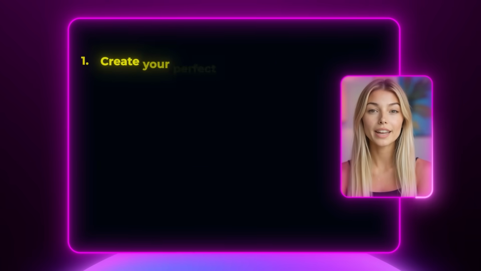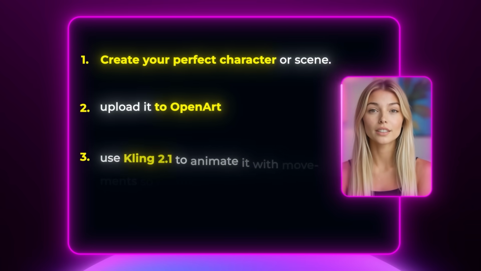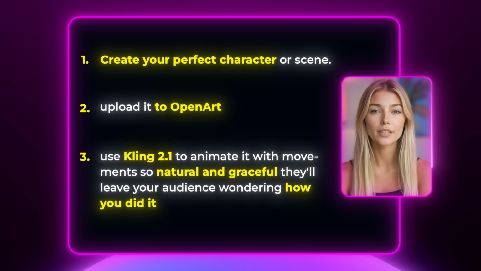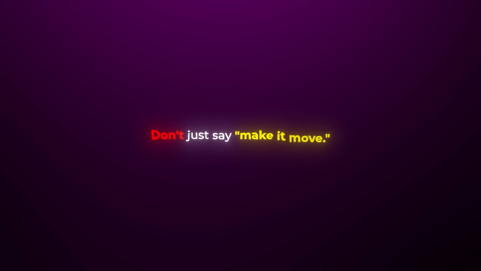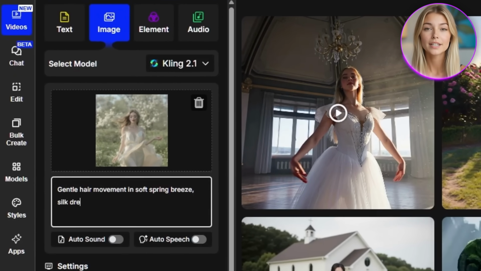Here's my workflow that I'm absolutely obsessed with. Create your perfect character or scene, upload it to Openart, then use Kling 2.1 to animate it with movements so natural and graceful they'll leave your audience wondering how you did it. The key is in your animation prompts. Don't just say make it move. Get specific and prompt something like, gentle hair movement in soft spring breeze, silk dress fabric flowing like water, cinematic slow motion quality with ethereal grace.